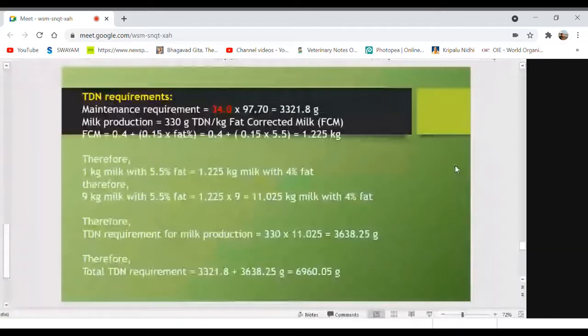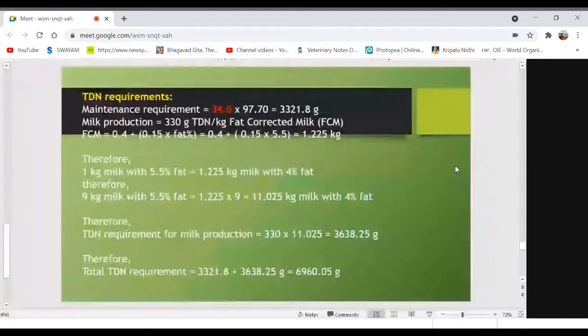So you do not think that it is very confusing. There is nothing here to confuse. This 330 gram TDN is per kg fat corrected milk, and regarding how we can calculate fat corrected milk, of course, your concept should be clear. How to calculate fat corrected milk? You have to remember this formula.